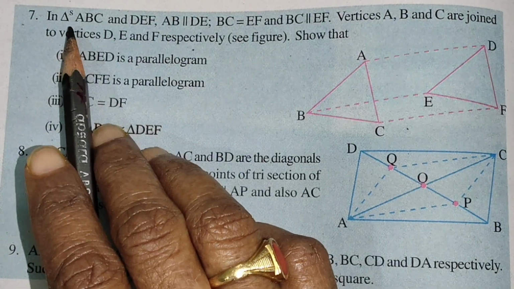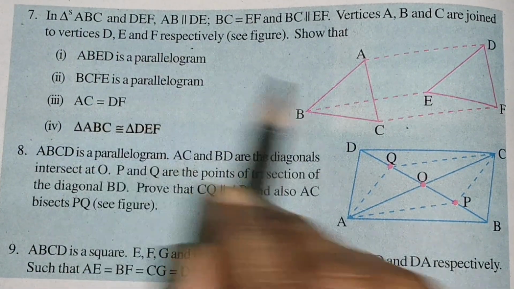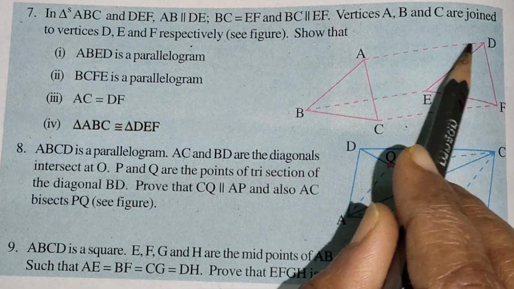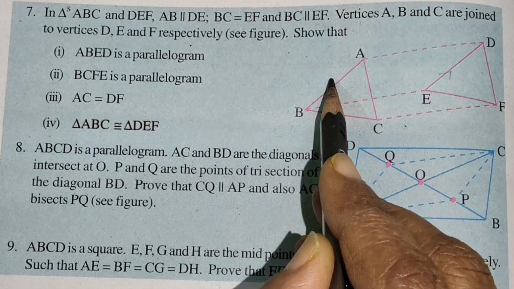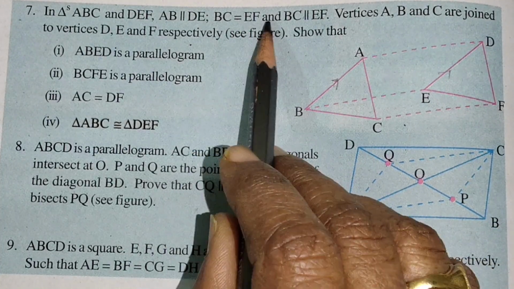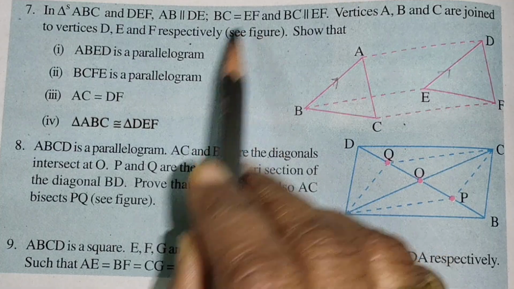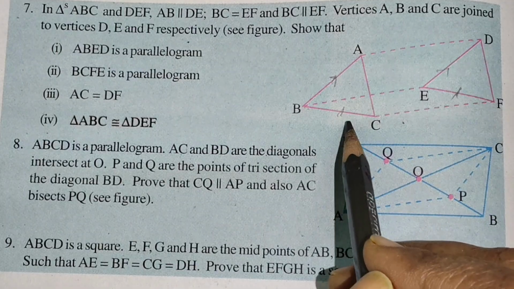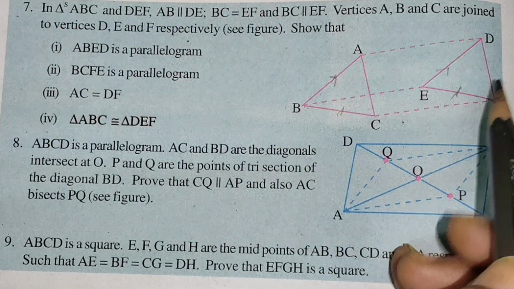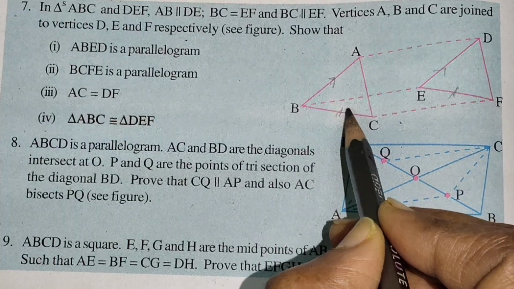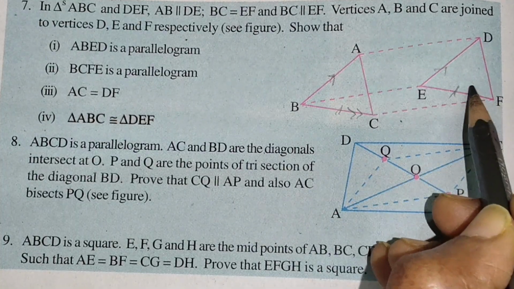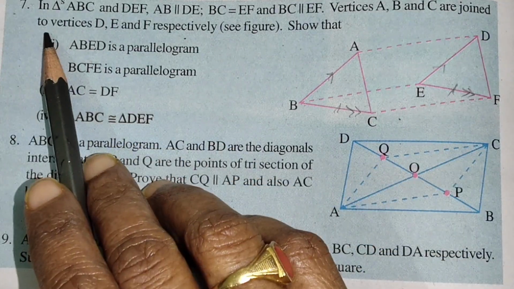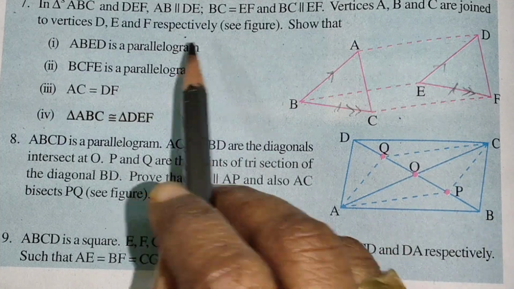Now seventh question. In triangles ABC and DEF, AB is parallel to DE. These two are the parallel sides. Next, BC equal to EF. These two sides are equal. Next, BC is parallel to EF. These two are the parallel sides. Join the vertices ABC to the vertices DEF. These joining lines are already given here.